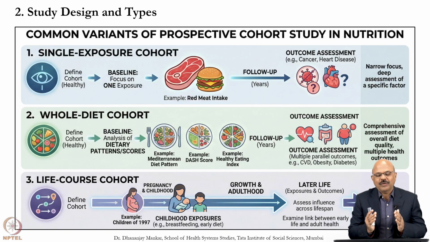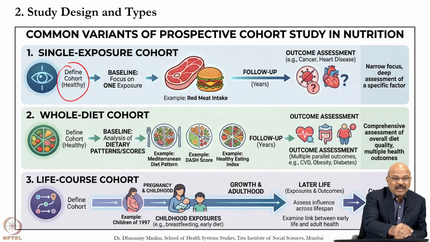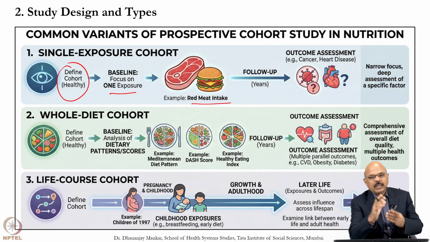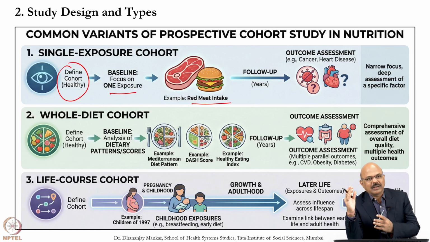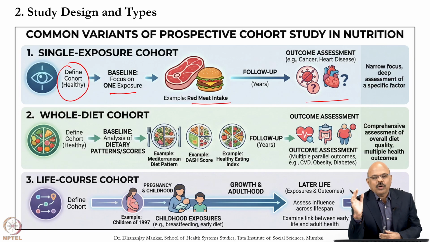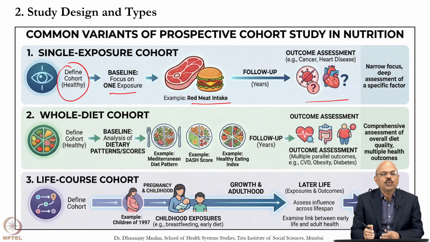What are the common variants of prospective cohort studies in nutrition? First, a single exposure cohort, where the cohort is healthy at baseline and focused on one exposure. Suppose you give a red meat intake to the person and follow them for years; the outcome will be the development of a cancer, heart disease or even fatty liver. There is a narrow focus of deep assessment of a specific factor in a single exposure cohort, and it becomes very important to go with such a type of prospective cohort study.